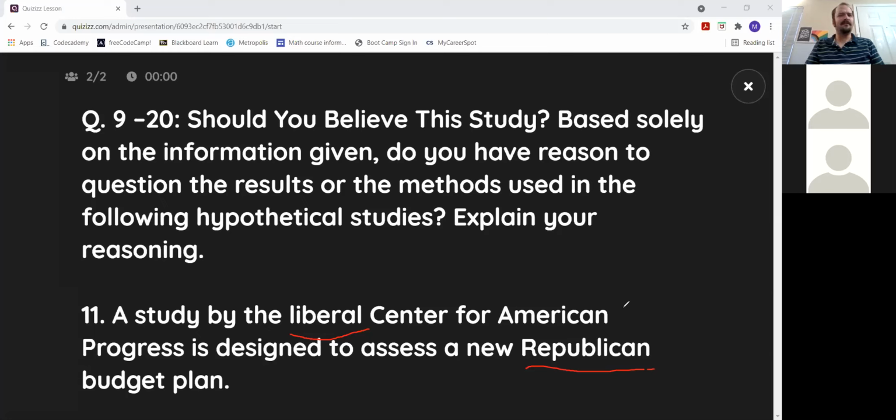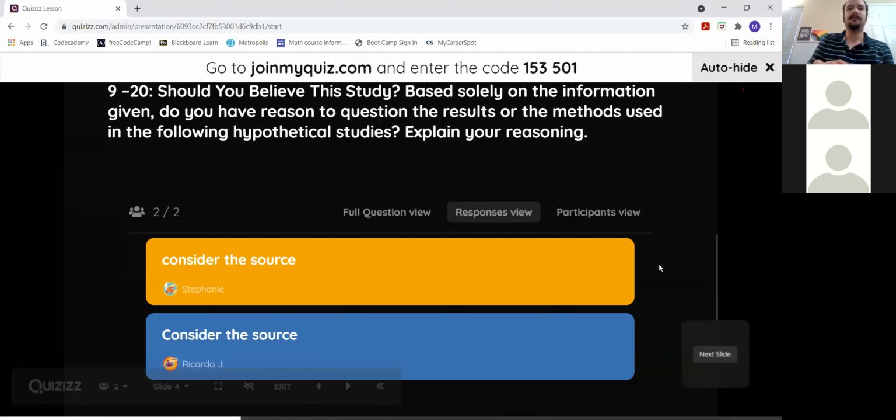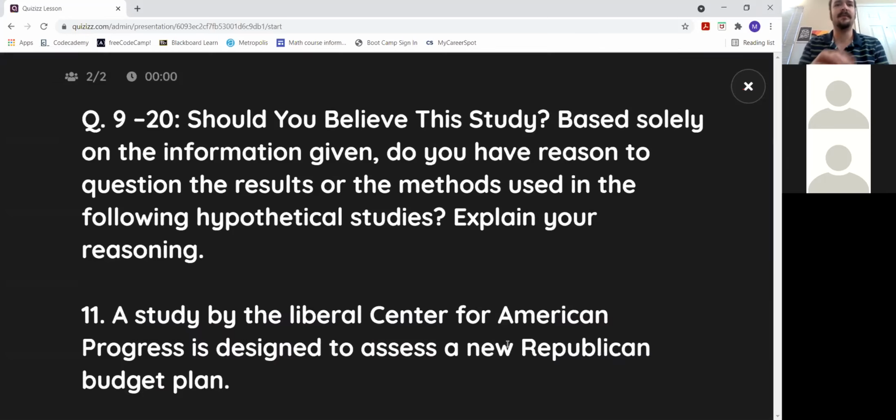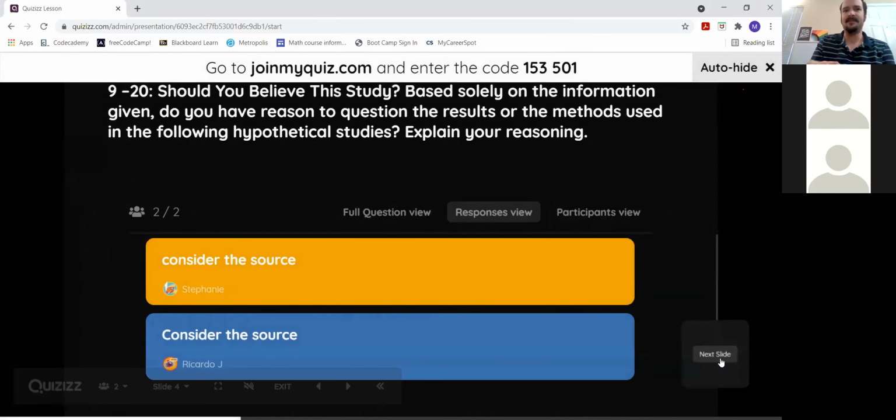I mean, there's probably other things you could give me too, right? Like how are they doing this study? Where are they drawing their sample from? These would all be things that I feel like you could probably say, and I'd probably give you credit for. But what I'm really looking for on this one is consider the source. Is that what you're saying? Yeah. So consider the source, but definitely explain a little bit. Give me a little bit of an explanation. This is a liberal center. This is a Republican budget plan. They are from opposite ends of the spectrum.